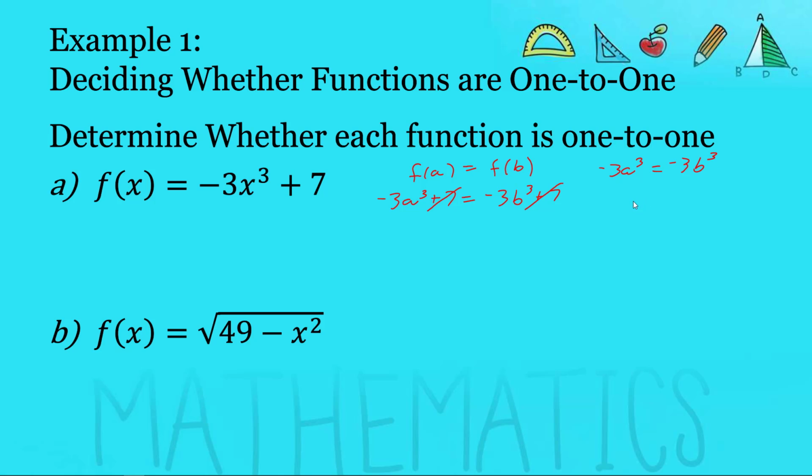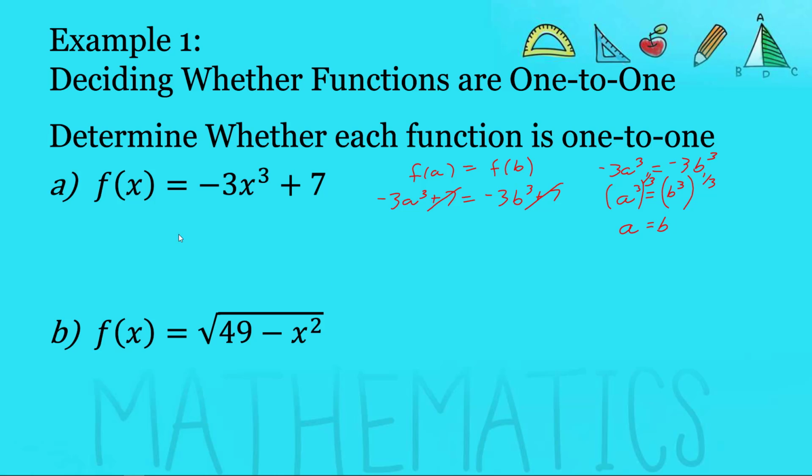I can divide both sides by negative 3, and then I have a cubed is equal to b cubed. And then I can raise everything to the 1/3 power. And since I'm raising everything to a rational exponent where the denominator is odd, I don't need to worry about plus or minuses. As a consequence, the third root of a cubed is just a, and the third root of b cubed is just b.